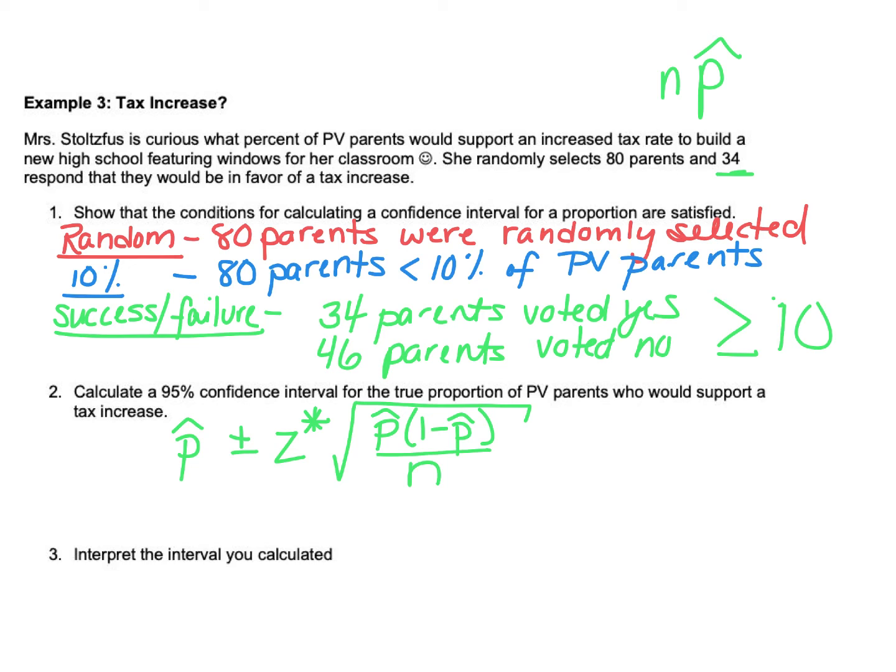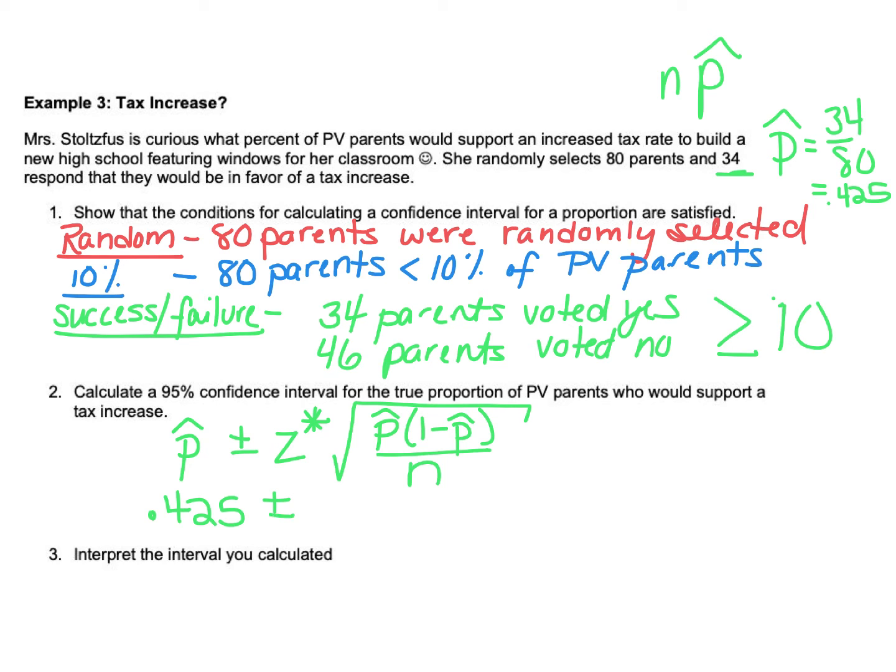So what's my p hat in this problem? It's what I've observed from my sample. P hat is 34 out of 80, which is 0.425, okay? So that's what's known as my point estimate, 0.425. That's like an estimate of how many parents, out of the 80, of course. So I would expect the population, since it was randomly selected, to also be about 42.5%. But I'm going to add and subtract my margin of error.